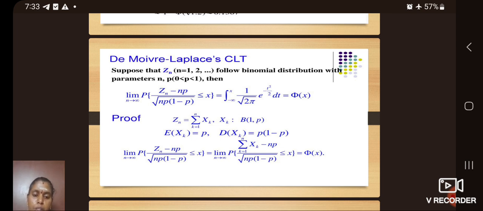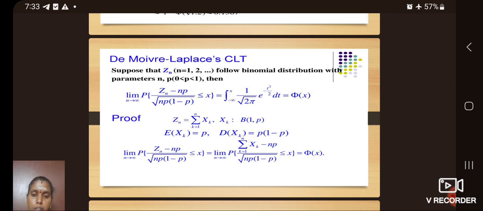Next, we see the important theorem, De Moivre-Laplace central limit theorem. Suppose that Zn follows binomial distribution with parameters n and p. Then limit as n tends to infinity of probability of (Zn minus np) by root of np into (1 minus p) less than or equal to x equals integral from minus infinity to x of 1 by root 2 pi into e power minus t square by 2 into dt, equal to phi of x. For that we have the following proof.